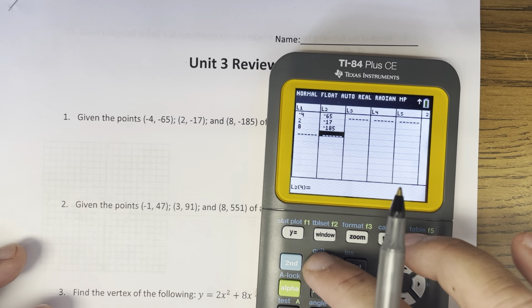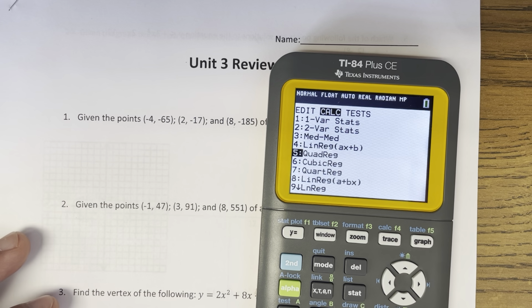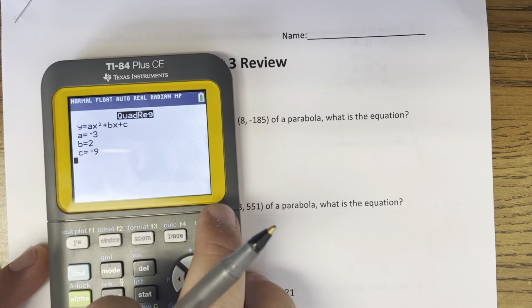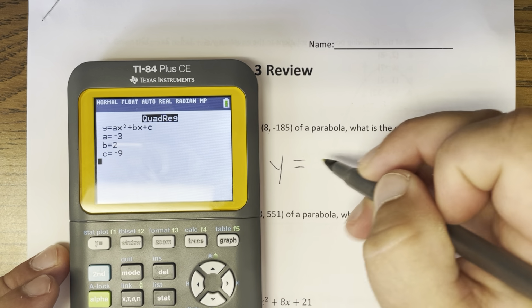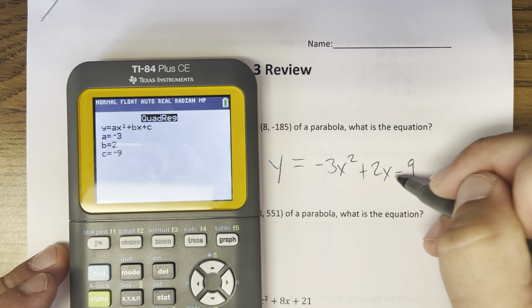Now we'll quit it and go back into Stat. We'll go over to Calculate, and we're doing the quadratic, so quad reg, and press enter all the way through. There's my A, my B, and my C. So Y equals -3x squared plus 2x minus 9.